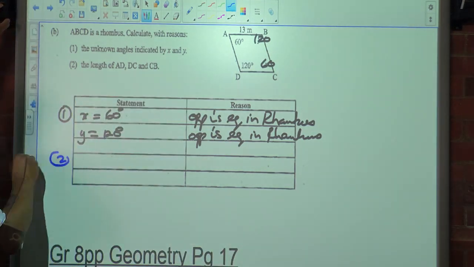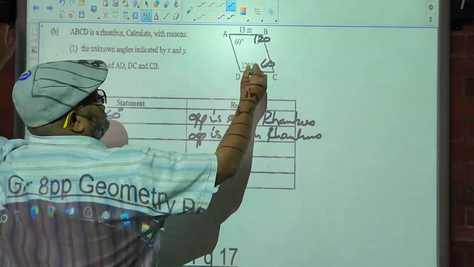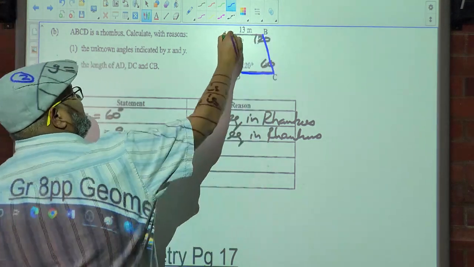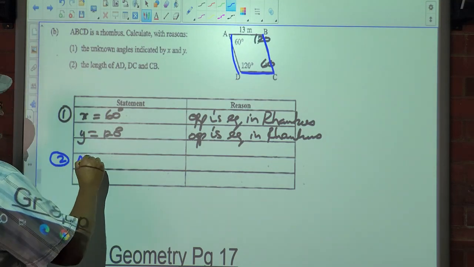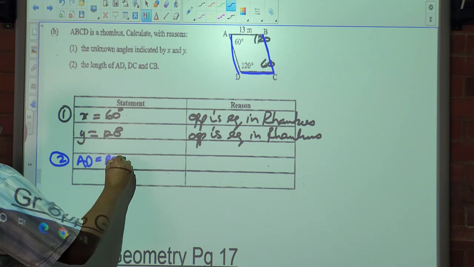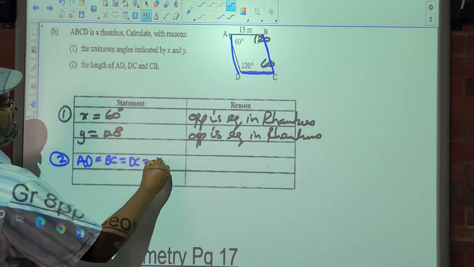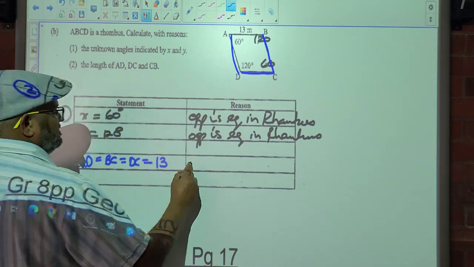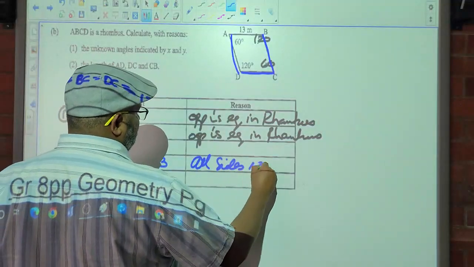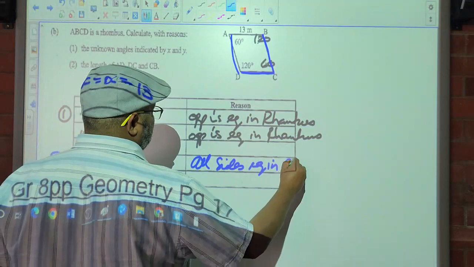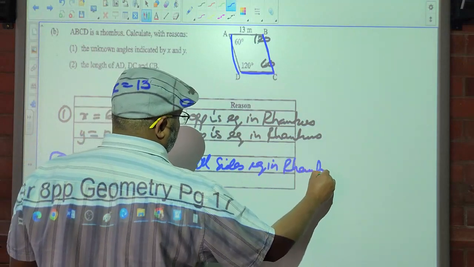Let's look at number 2. The lengths of BC, DC, and AD. They're all going to be 30. So AD is equal to BC, which is equal to DC, which is equal to 30. Why? All sides equal in a rhombus.